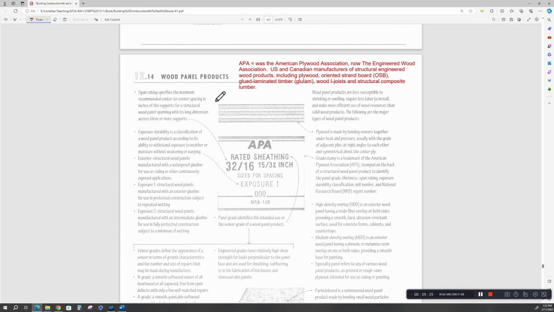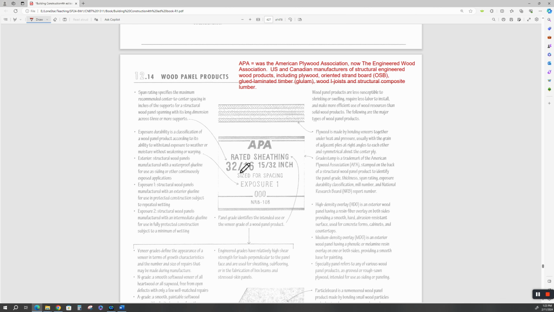All right, wood panel products. This covers plywood, OSB, MDF, you name it. Span rating specifies the maximum recommended center-to-center spacing in inches of the supports for a structural wood panel spanning in its long dimension across 3 or more supports.